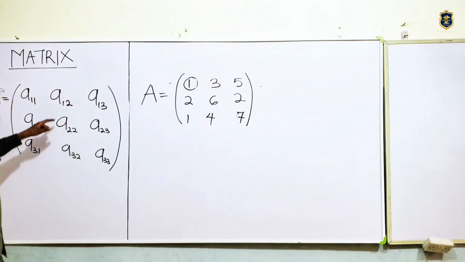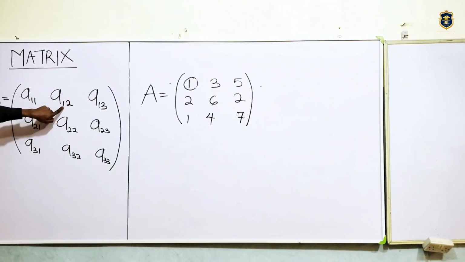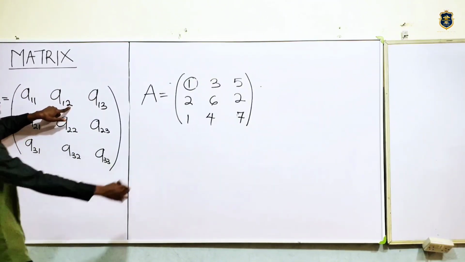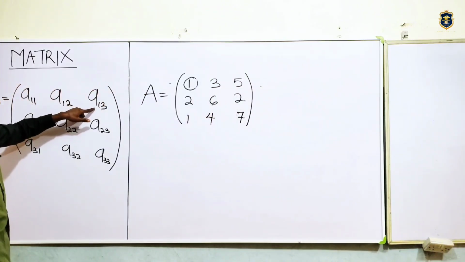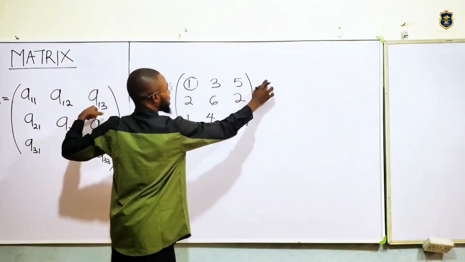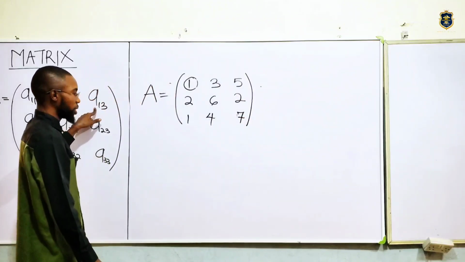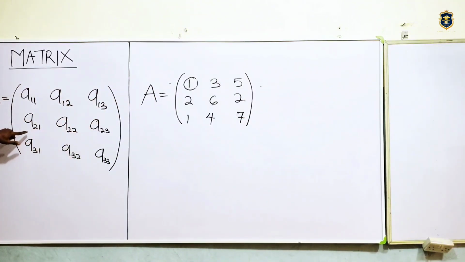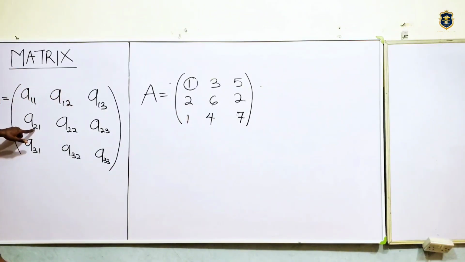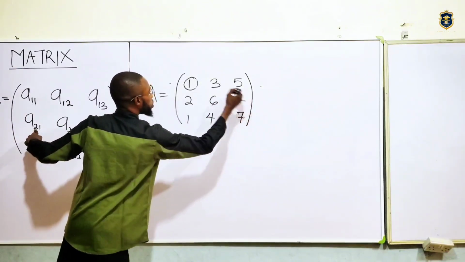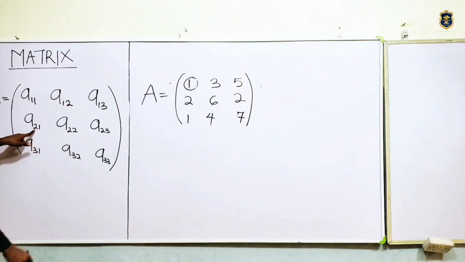That's this. A12 is matrix row 1 column 2. That is row 1, but it is in column 2, right? And A13 means that the number 5 is in row 1 but in column 3. Are you getting it now? And for A21, it means that this number 2 is in row 2, but in column 1. That's why you're saying 2 1.